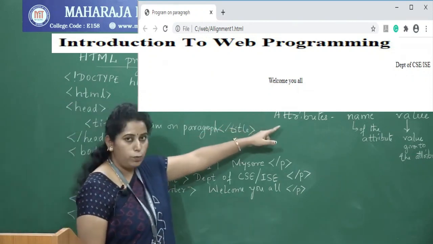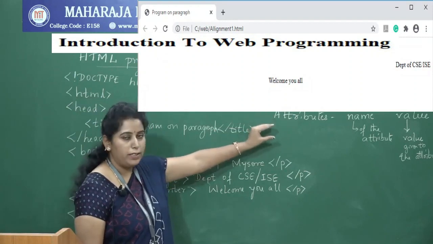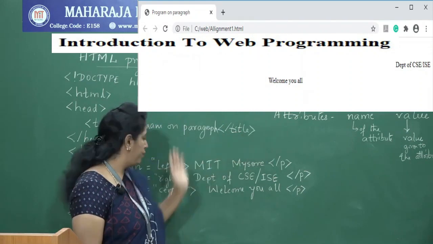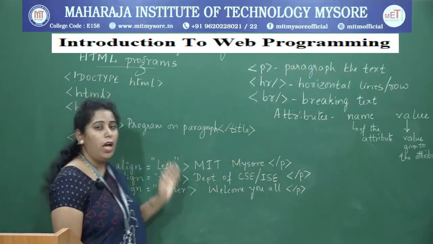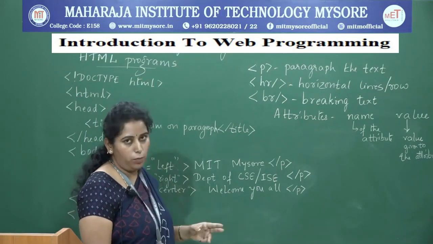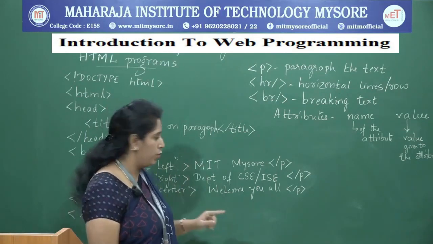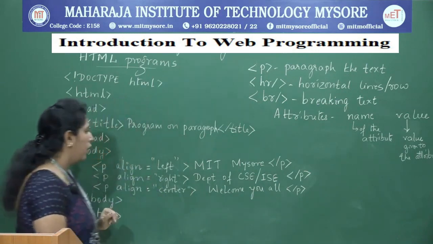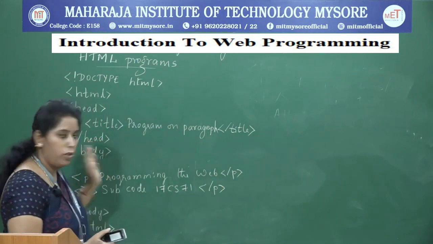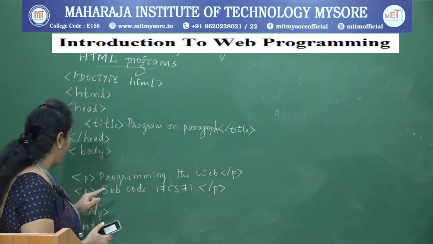So you can look into the output screen, the welcome message is in the center. Okay. So this is about how to make use of attributes, where an attribute consists of two components, name and values. Okay. So next, we will move on to one more example using the p tag.